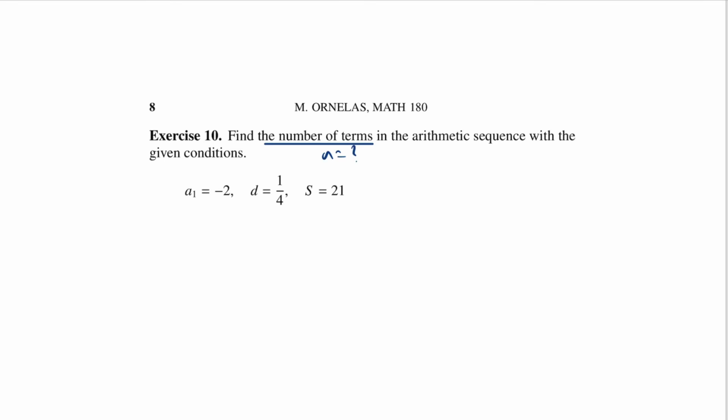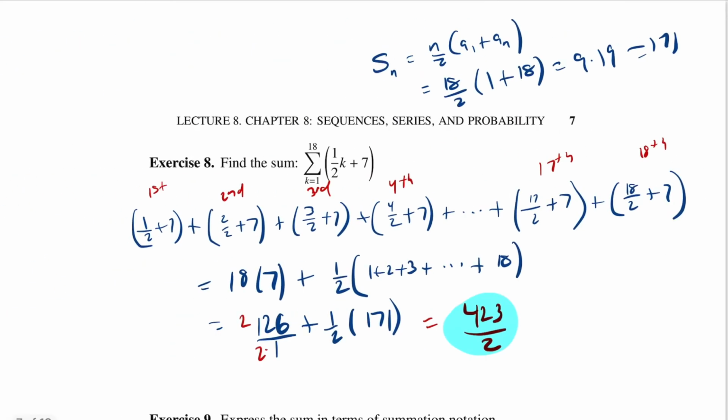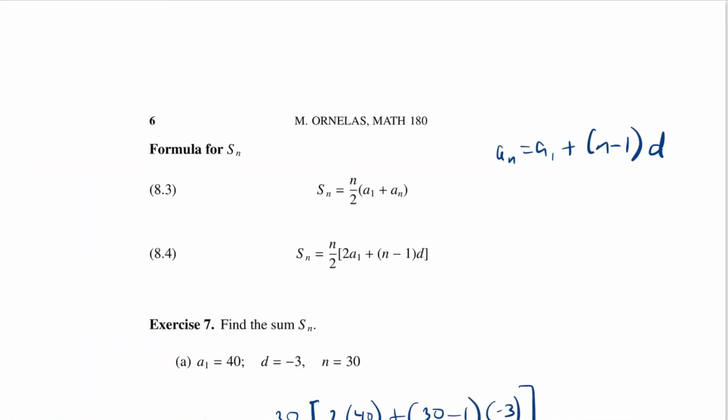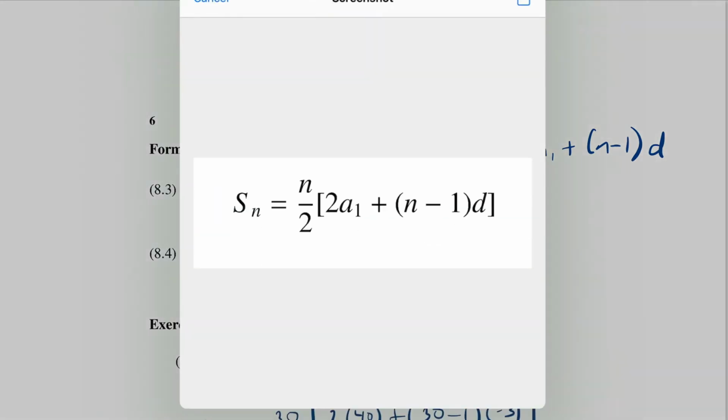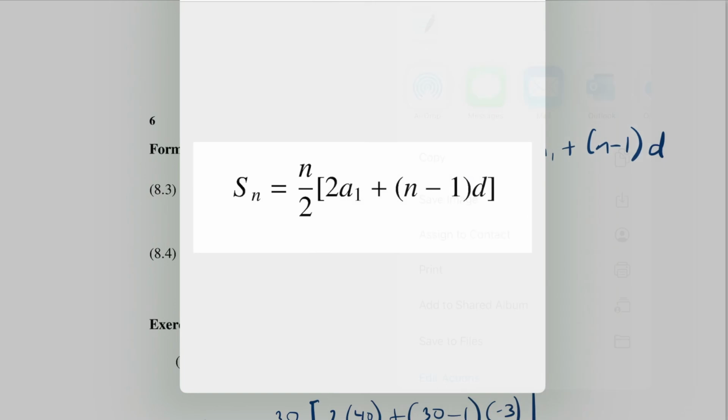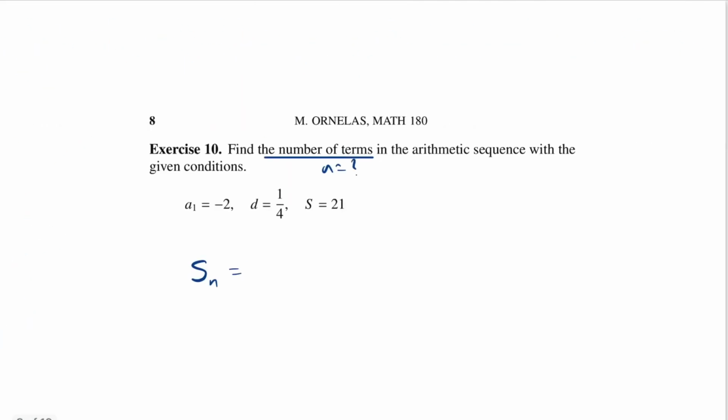All right, so we know the sum. The sum is given to us, it's 21. We don't know n, that's what we're looking for. We know the first term is -2. We don't know n, that's what we're looking for, and we know the difference is 1/4. So since we only have one variable, we should be able to solve. So let's see if we can do this.